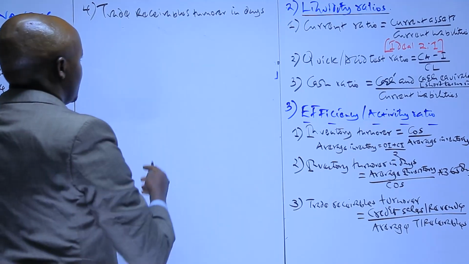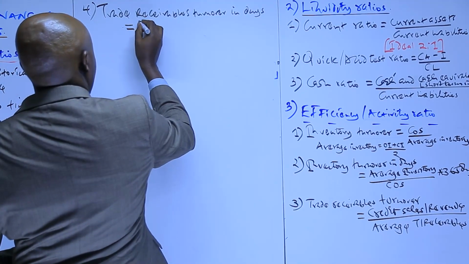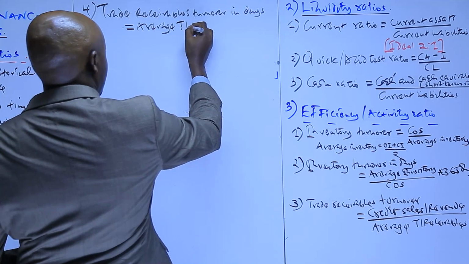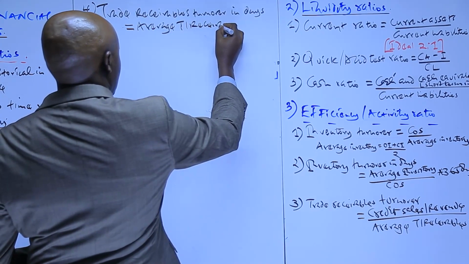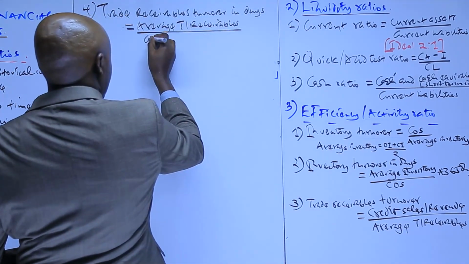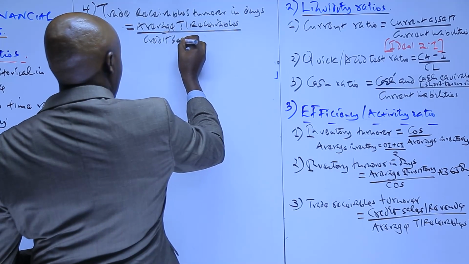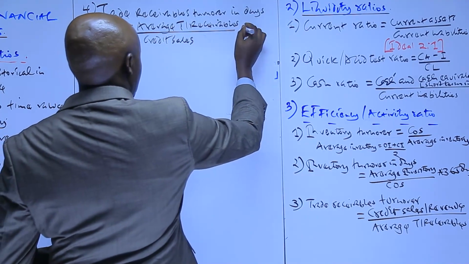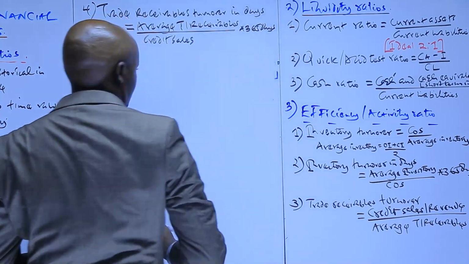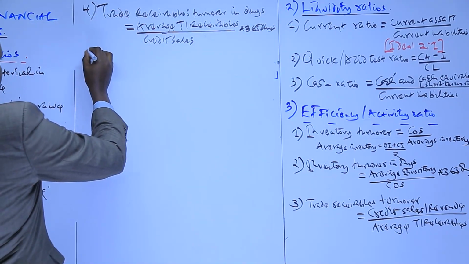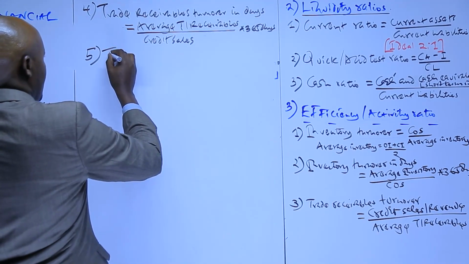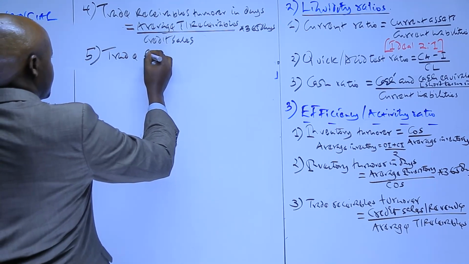So how do we compute this ratio? We take the average trade receivables, we divide that by the credit sales, times 365 days.